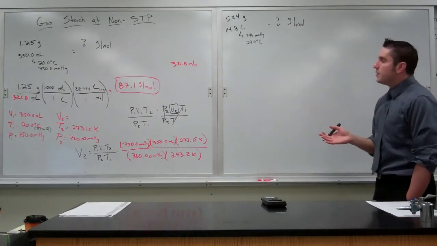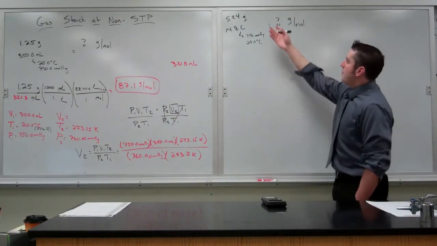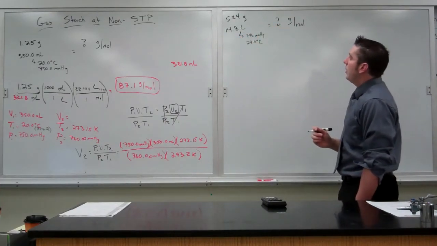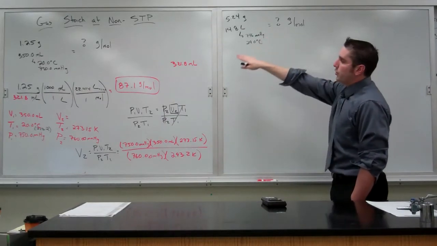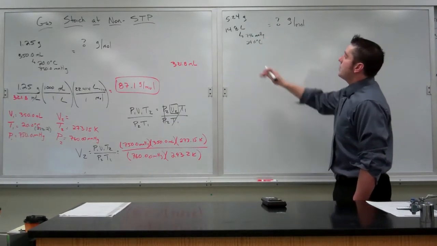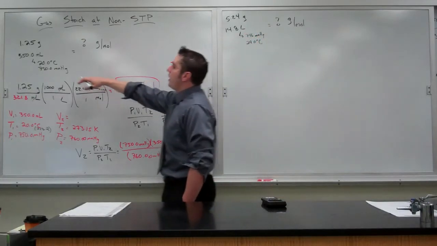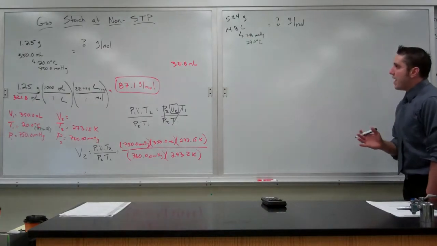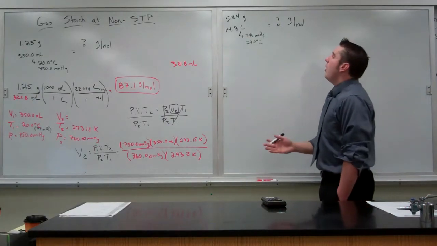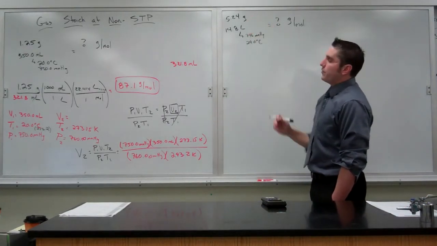So if you notice the similarities between these two, I'm given grams in both. I'm given a temperature in Celsius. I'm given a pressure in millimeters of mercury. I'm given a volume in liters and a volume in milliliters. The only main difference between these two is that I have a different unit of volume.